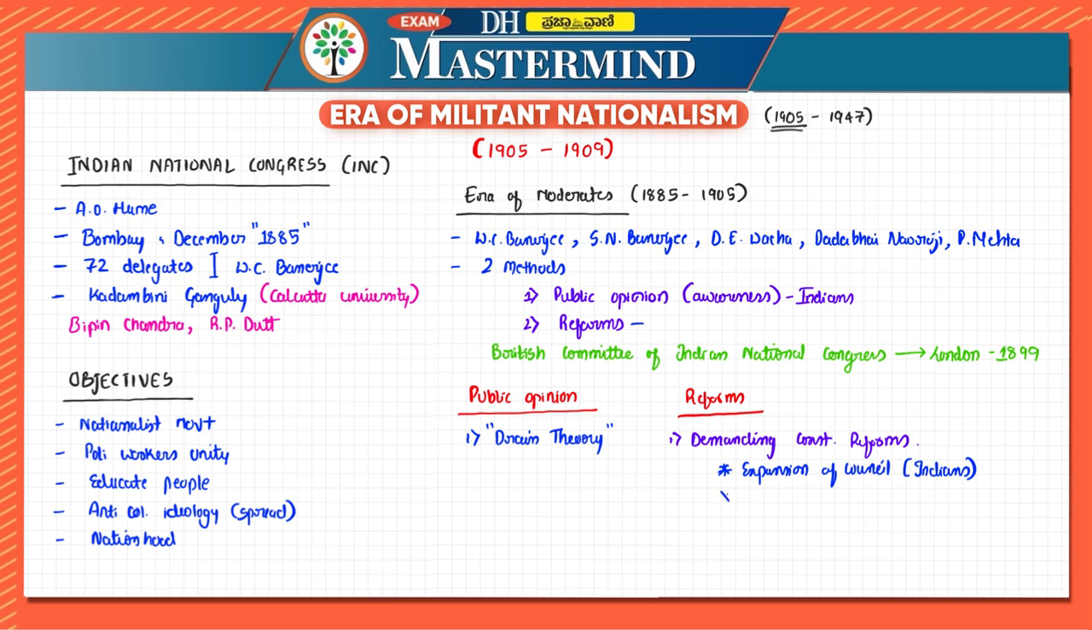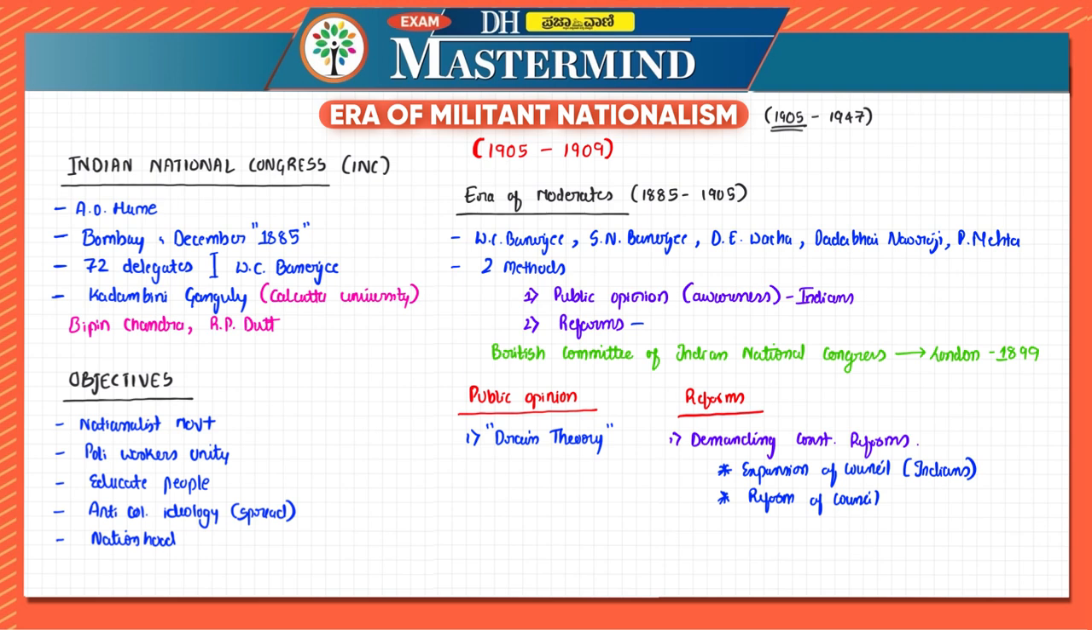And then they were asking for the reform of this council. That is, greater control had to be given to Indians. If you look at the Act of 1892, when all of these demands were growing, it gave the Congress people a little more leniency. That is, they could ask questions, they could raise questions, and they included Indians in the council. So all these demands were going on: expansion of the council and reform of the council.